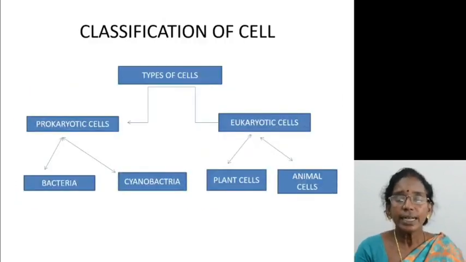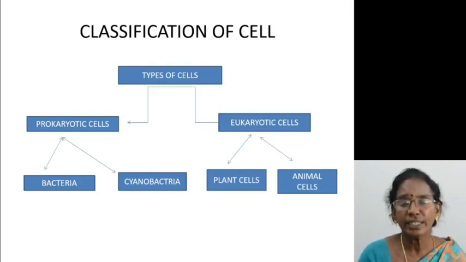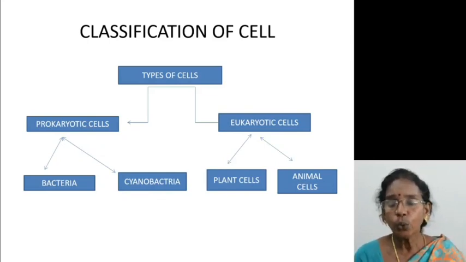Now let us see the classification of cells. Classification means vagaipaduthuthal, that is differentiating the cells. Now there are two types of cells. The first one is the prokaryotic cells and the other one is the eukaryotic cells.